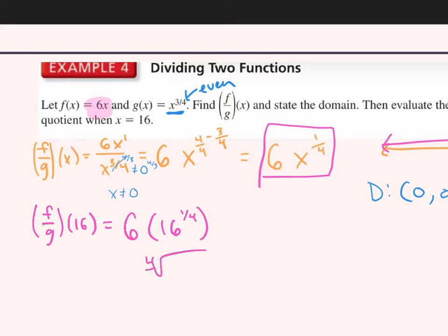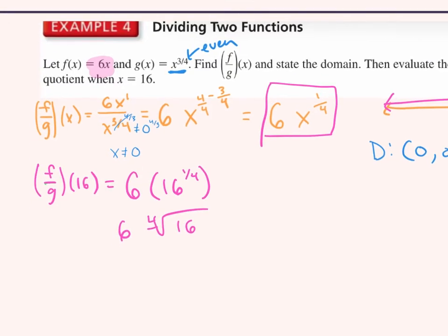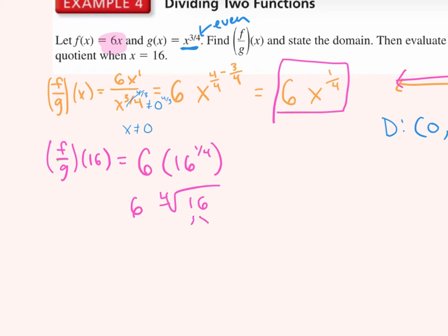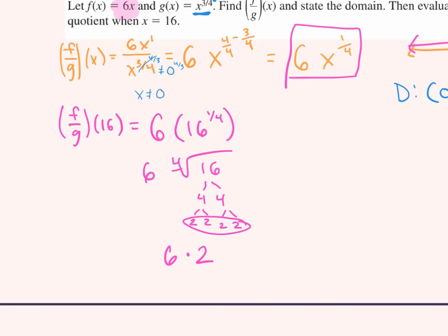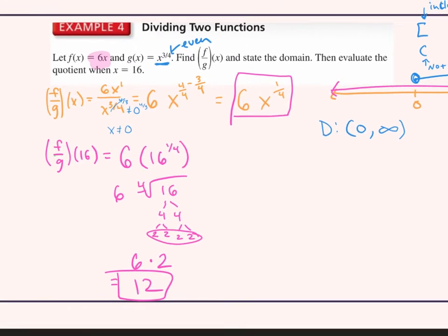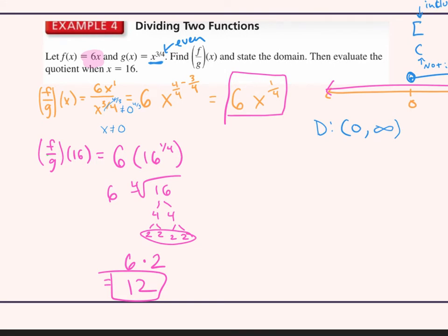Awesome. Our index is 4, so we take the 4th root of 16. So what are our factors of 16? 4 and 4. So we have 2, 2, 2, and 2. Circle groups of 4. So we have 6 times 2. So what's our answer? 12. So we have our new function, our domain, and when we evaluate when x is 16.